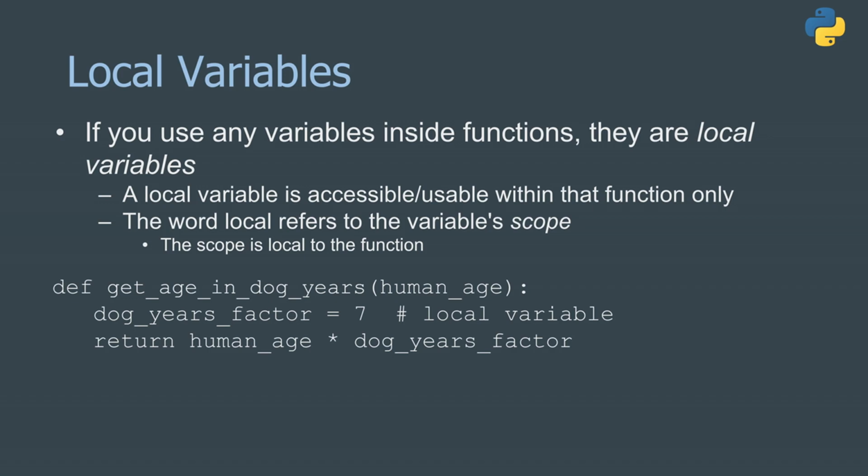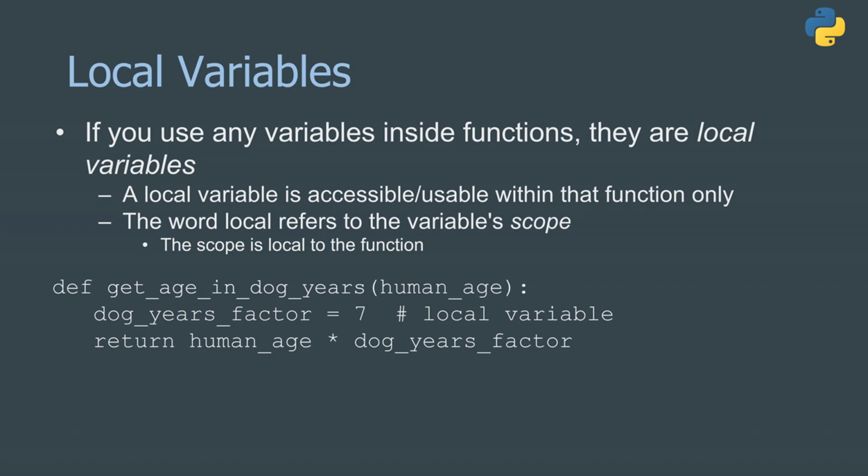A local variable has a different lifetime, or scope. A local variable only exists while this function is executing this one time. So if I call getAge and dog years, there's going to be a local variable called dog years factor that's created right here on this line when it runs the first time I execute the function. And then I return, and if you remember, the return statement immediately quits the execution of this function. And once that happens, the dog years factor variable goes away.